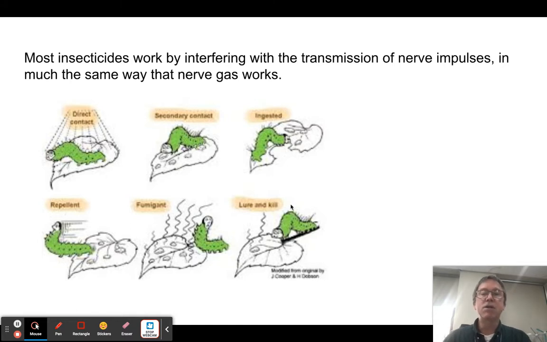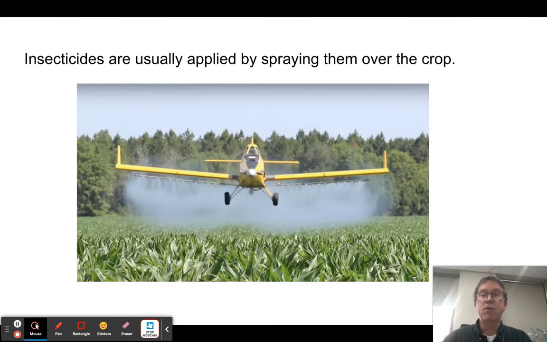Or in some cases, we can use a lure and kill method. Usually what this means is we're going to put into the insecticide a pheromone, and a pheromone is essentially an attractant, often a sex attractant, with which these organisms find each other. But it could also be one where they communicate with each other. Hey, I found food. Come over here. And so basically you lure them in and then you poison them. Anyway, this is how insecticides typically work.